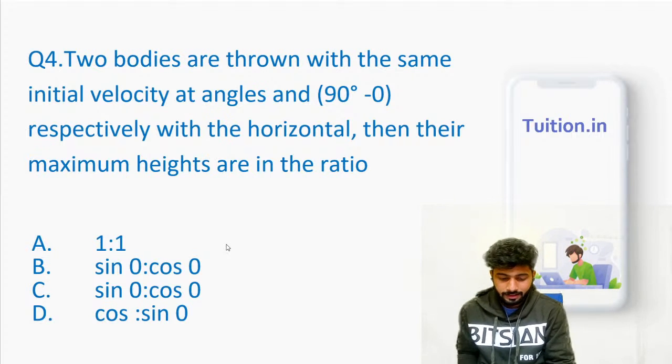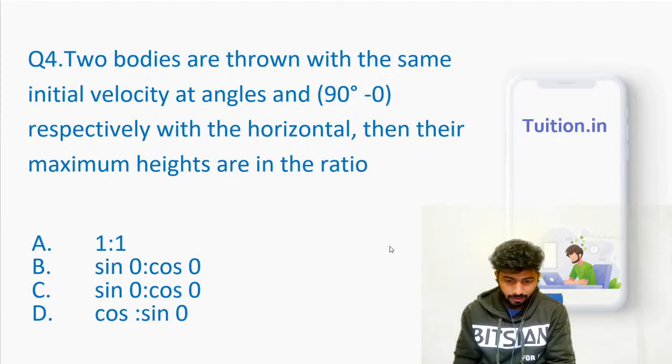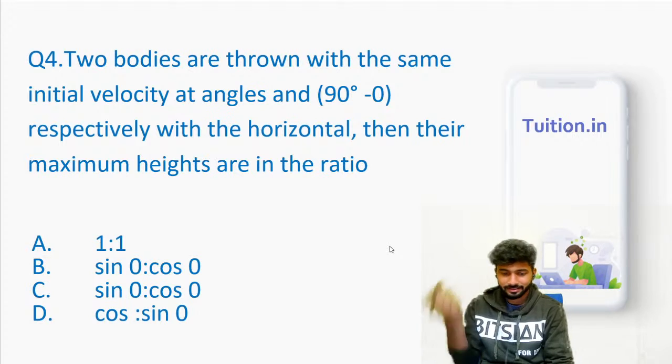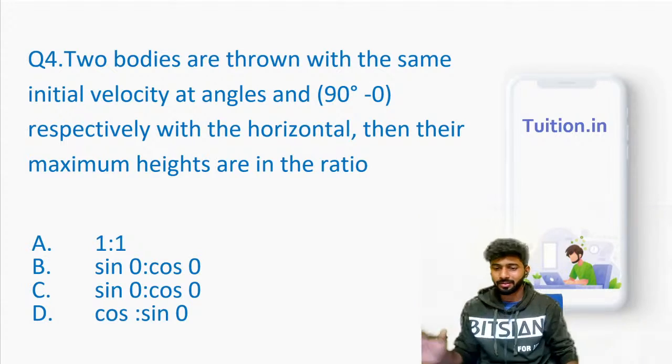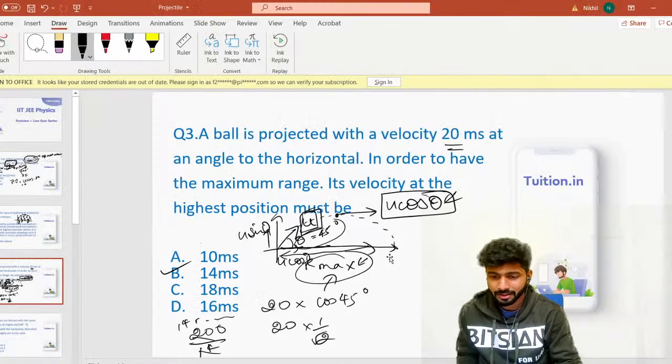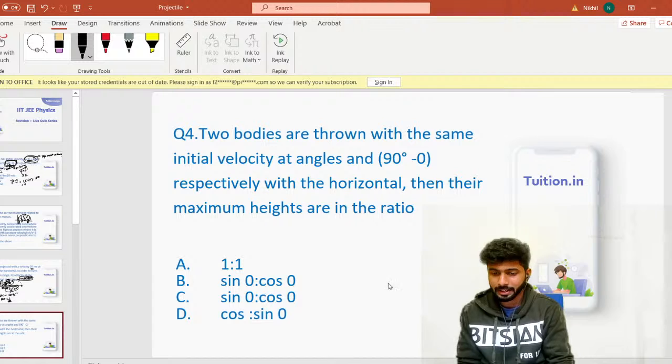Don't treat that as 0. It's theta, right? And options B and C are similar. That's not how it should have been. Anyways, forget about what you're seeing on screen. It's all mistyped. I'll just quickly explain the question to you.